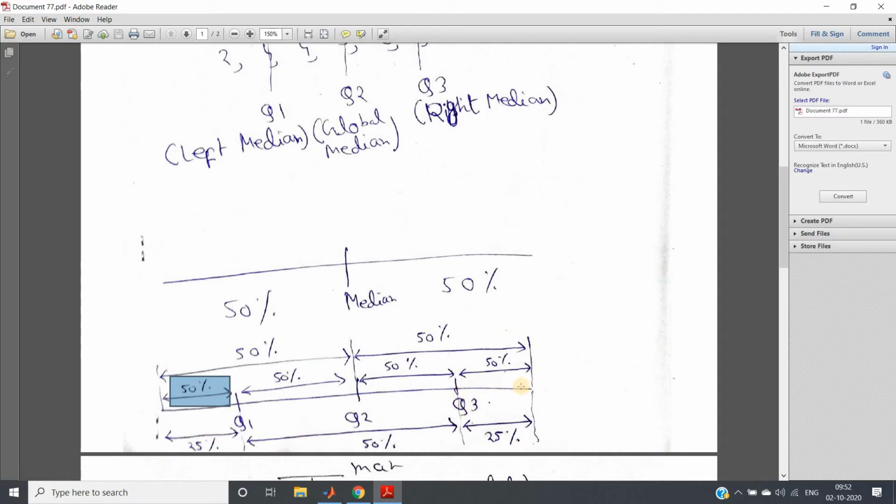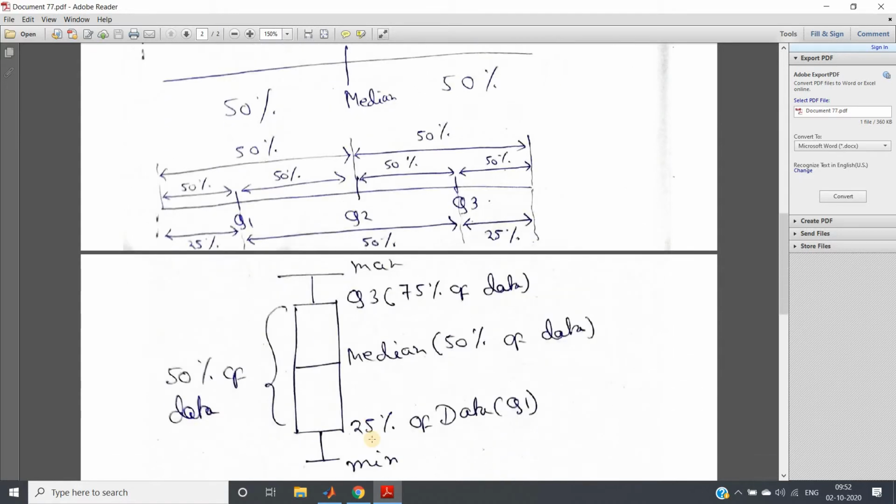On the right side of Q3 there is 50% of only the upper side, and the upper side is 50% of the whole data set. So to the right of Q3, only 25% of the whole data is present. To the right of Q3 there is 25% of data, and to the left of Q1 there is 25% of data. So between Q3 and Q1, the amount of data present is 50%. In the interquartile range, the amount of data present is 50%.